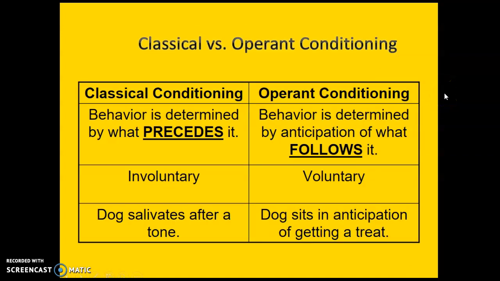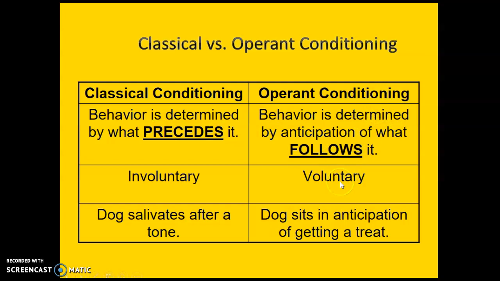And then the last part, classical versus operant. Classical, the behavior is determined by what precedes it. So a bell, a light dictates something. A bell triggers you to leave. So you really don't have a lot of voluntary action here. The environment is going to dictate what controls your behavior with the stimuli.